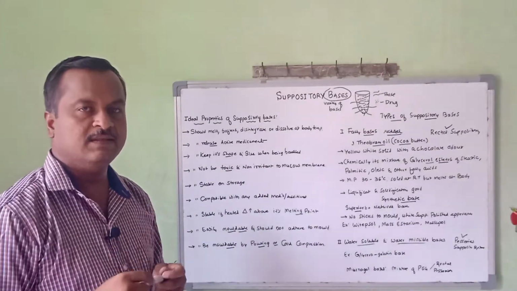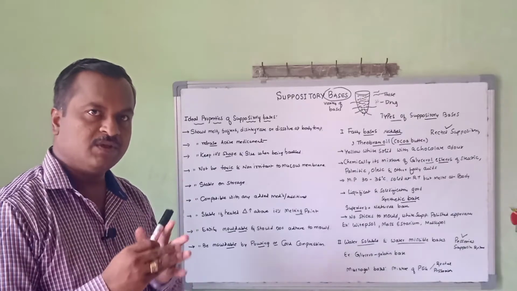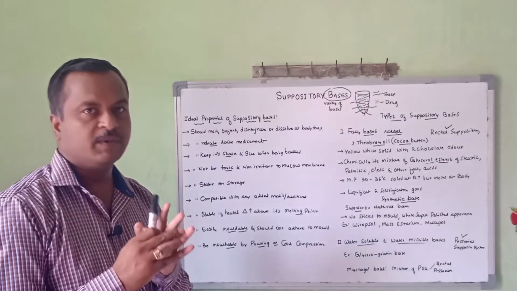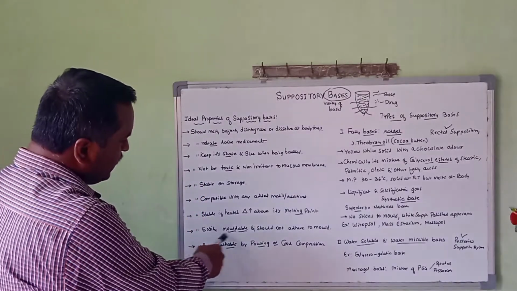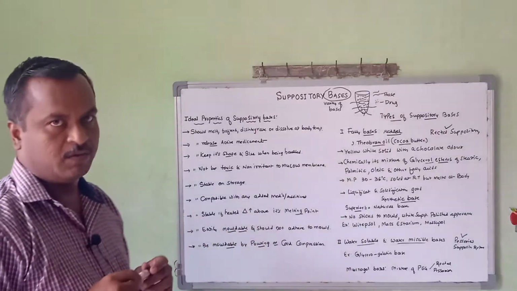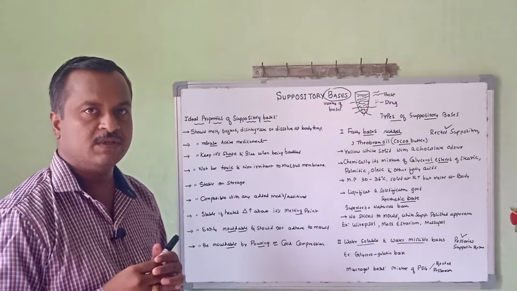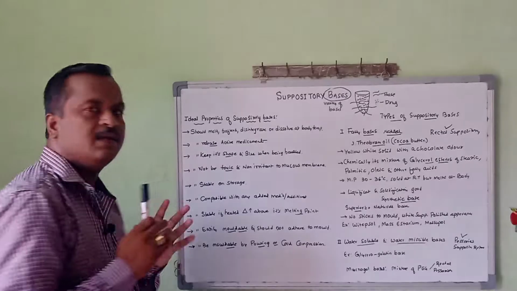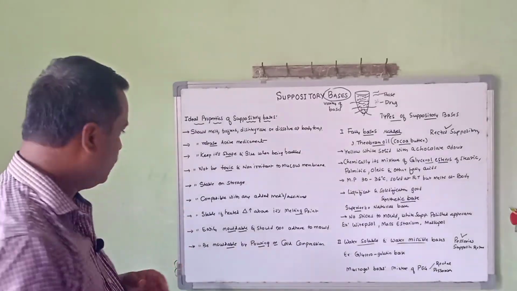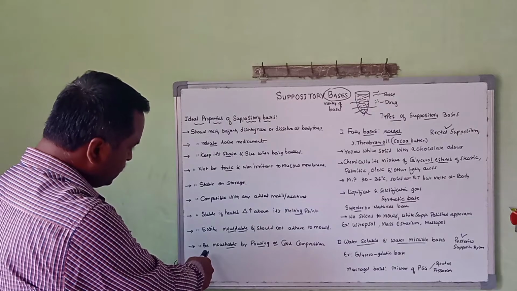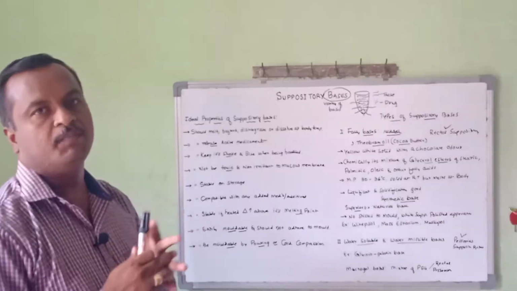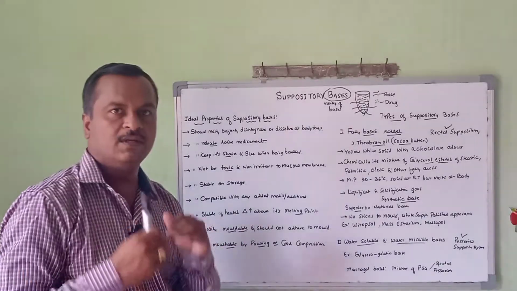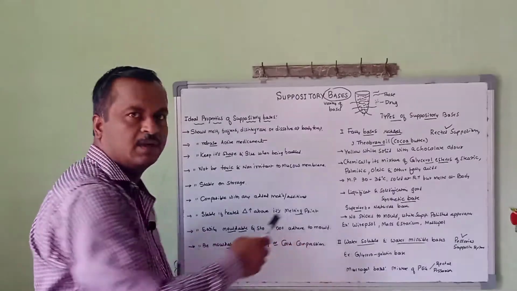For example, if the melting point of the suppository base is 36 degrees Celsius, then even if the temperature increases to 38 or 40, it should not change its physicochemical properties. Next, it should be easily moldable and should not adhere to the mold. That is another important point while selecting suppository bases: it should not adhere to the mold, and it should be easily moldable with respect to the selected mold. All suppository bases should be moldable by the pouring method or the compression method. There are mainly two methods used to make suppositories: one we call the pouring method, another we call the cold compression method.